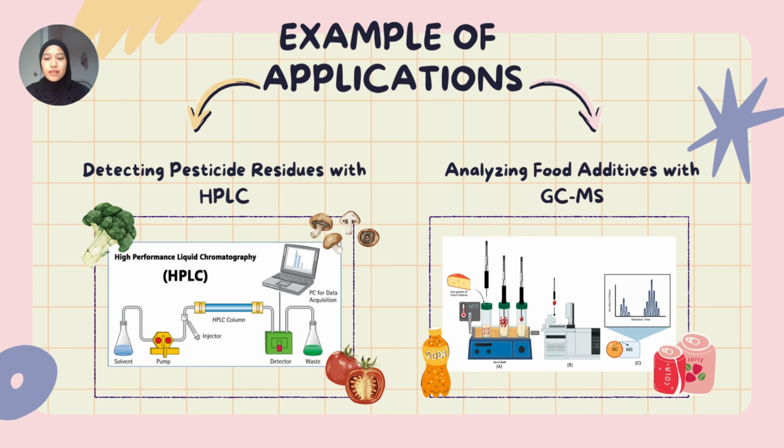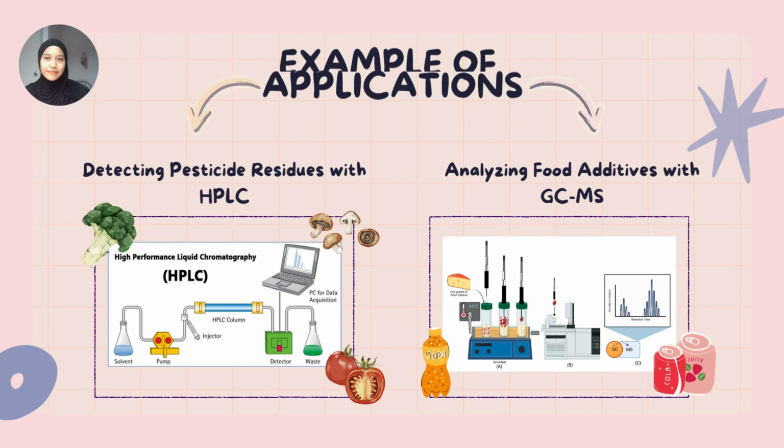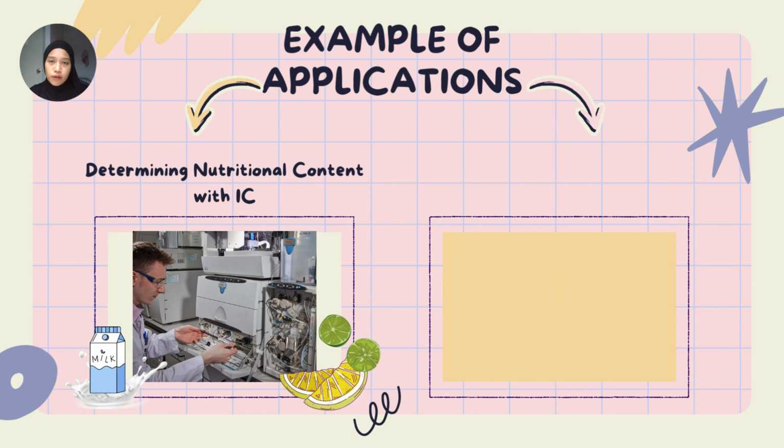Next, we have gas chromatography mass spectrometry, or GC-MS. This method is used to analyze artificial sweeteners, preservatives, and flavoring agents in beverages and processed foods. So, for example, GC-MS can identify and quantify aspartame and benzoates in soft drinks, ensuring that these additives are present at safe levels.